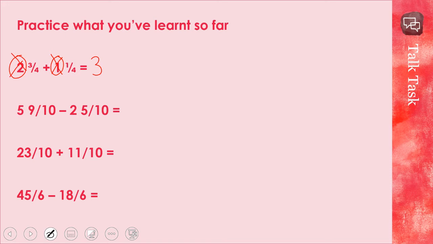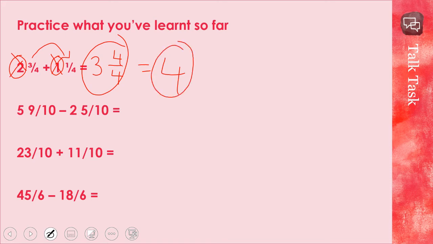I can see my denominators are the same. They're going to stay the same in the answer. Add my numerators together. 3 add 1 equal to 4. Now, I do know that 4/4 is equal to 1, so I've got 3 and 4/4, which is actually equal to 4. But for our purposes, just for this lesson, it's absolutely fine to give an answer like that. Okay, we'll worry more about converting to the best form of the answer a bit later on in the year. For now, an answer like 3 4/4, that's absolutely fine.